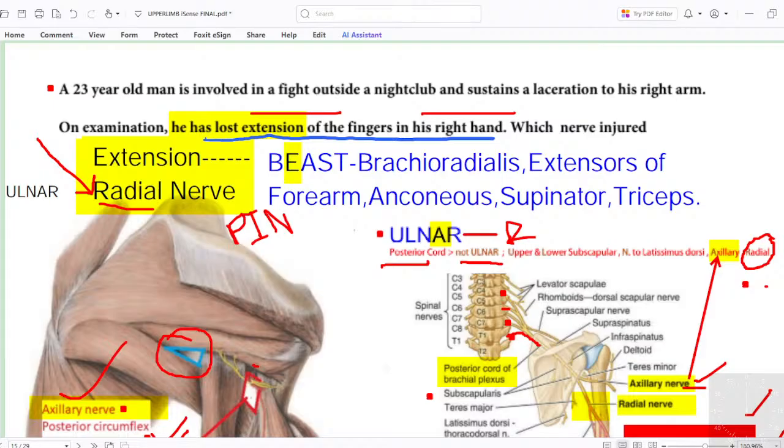So the radial nerve supplies the BEST: B for brachioradialis, E for extensors of the forearm, S for supinator and anconeus, T for triceps.